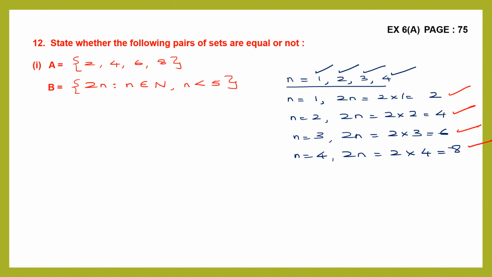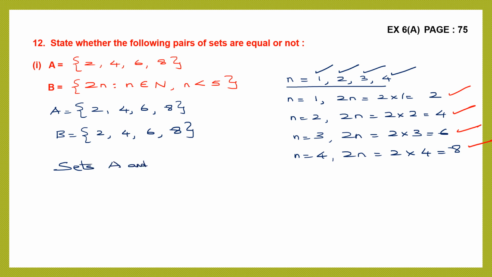So let's write it down. So A is equal to 2, 4, 6 and 8. Now we have found the elements of set B also, and what are those? They are 2, 4, 6 and 8. That means the elements of set A and set B are the same. That means they are equal sets. So you can write that sets A and B are equal sets. So this is our answer. You need to find out and write your answer. These are equal sets. So this is our final answer.